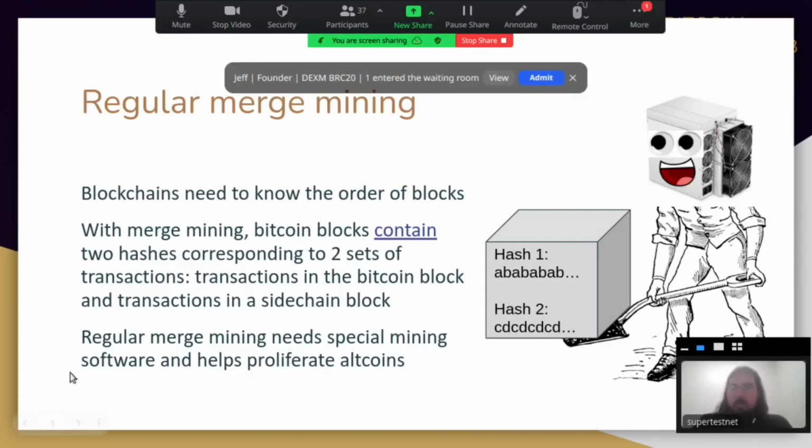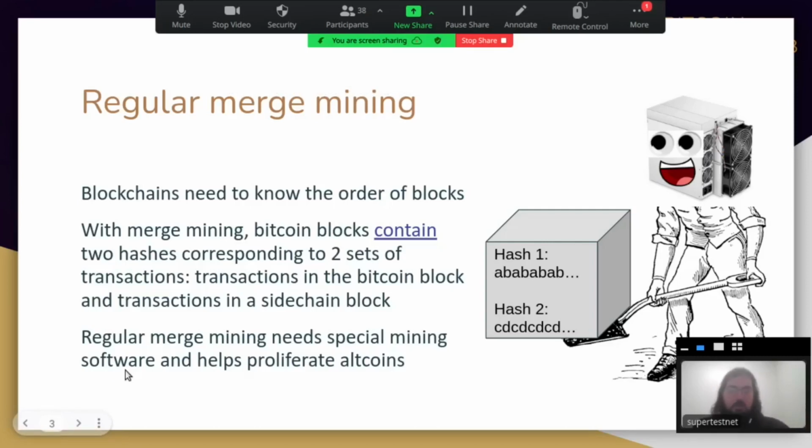One of them is that regular merge mining needs special mining software. Miners have to actually construct blocks on this sidechain. It's not a lot of work, but it is some extra software they have to run to aggregate transactions on this other blockchain and then hash them, basically. And then once they do that, they can include that hash in Bitcoin and just work on Bitcoin. But they need to run special mining software for that, and so anyone who wants to create a merge mined blockchain, you kind of have to convince miners to run your software. You have to say, okay, I've made a thing where you can do this, and that's kind of hard. That results in a bootstrapping problem.